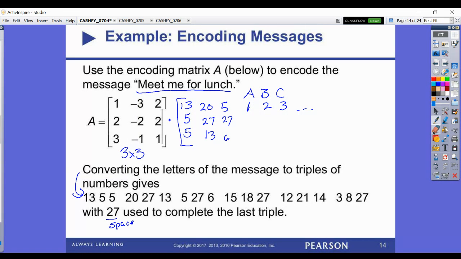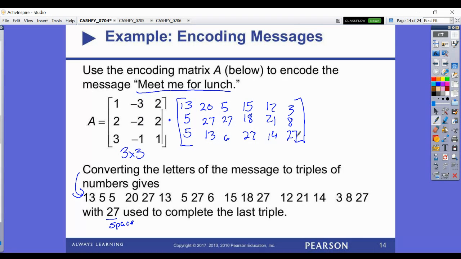I need to erase that or I'm going to run out of room. Don't know why it's not erasing, but my eraser got small. Okay, so let's keep going. The next set is 15, 18, 27, 12, 21, 14, and 3, 8, 27.